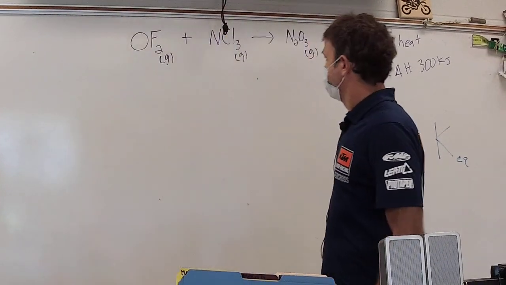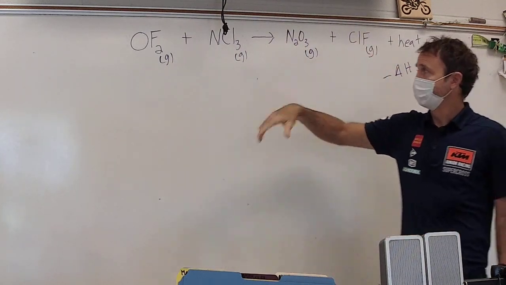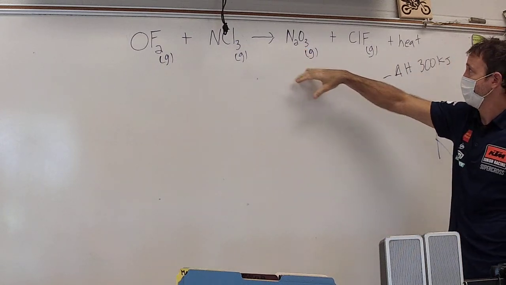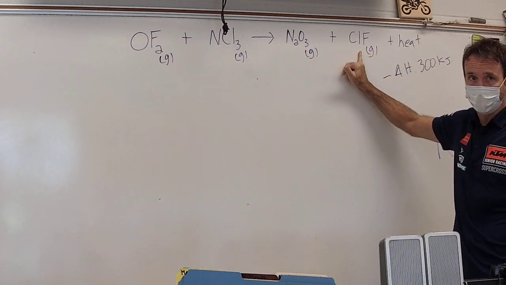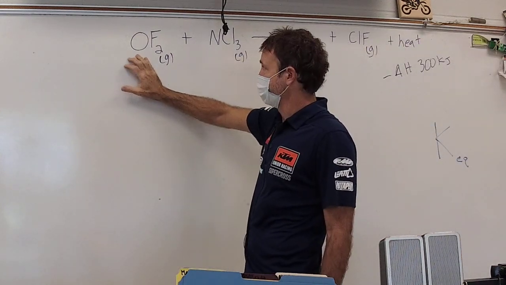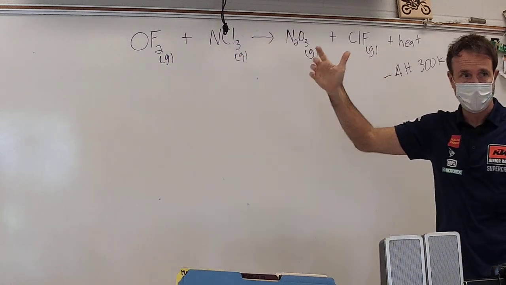All right. Now, we've got an expression. We're going to build a factory, and we're going to control this reaction, and we're going to produce dinitrogen trioxide and chlorine monofluoride gas. And we're going to do that by our reactants being oxygen difluoride and nitrogen trichloride. So there we go.